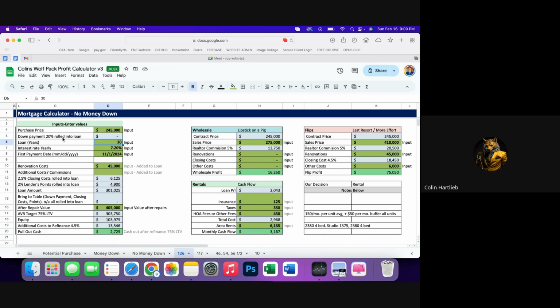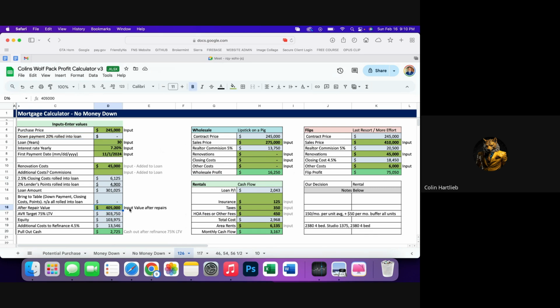Okay, so this is no money down. So you're not putting any money down. This would be a down payment section, and you're not doing that because you have a lender found on Colin's Wolfpack that doesn't require down payments when you give them good enough deals. A good enough deal equals 75% ARV for the loan to value. So ARV is after repair value.